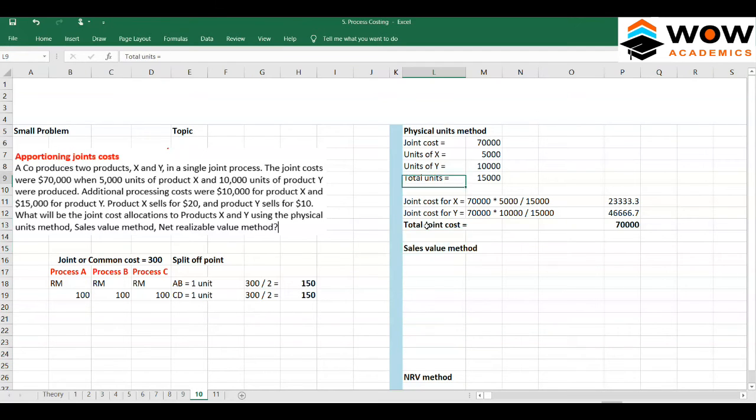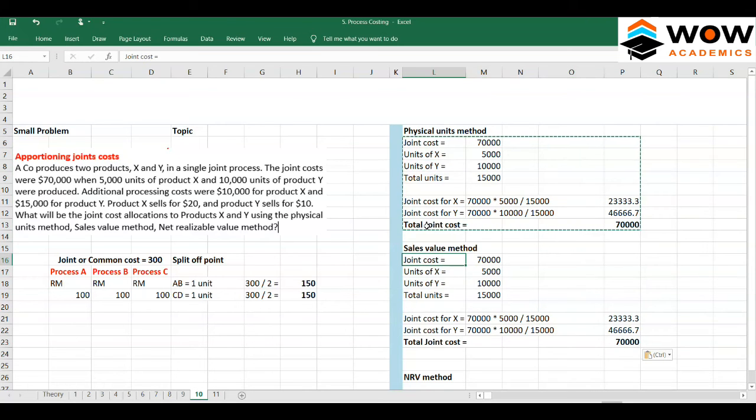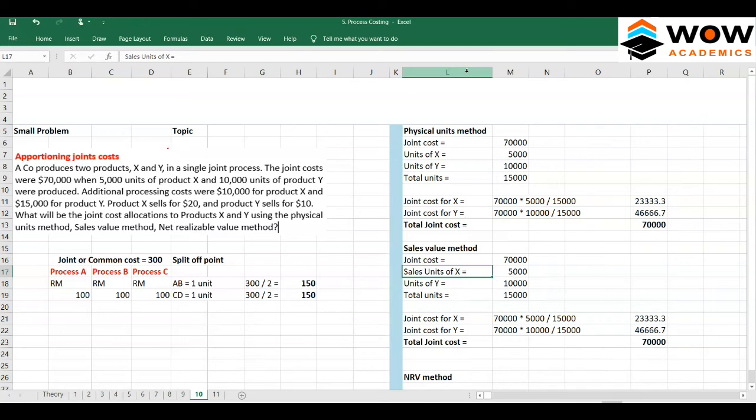So we'll start from the sales value method. The sales value method is also similar to this. So we'll first copy this and paste it entirely. So again, joint cost is going to be this. What is the sales value? The sales value of X is going to be a different number. X sells for $20. Okay, so X would be sold for 20 and Y will be sold for 10.